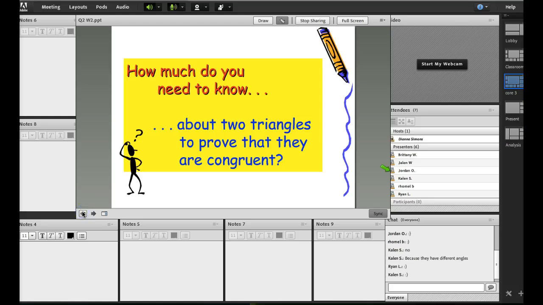What else? Sides. What about the sides? We need 3 sides. Okay, so if you have all 3 sides, they're going to be exactly the same, right? What else? There's another one. Side angle side: if you know 2 sides and the angle between the 2 sides, then you're going to have 2 congruent triangles.